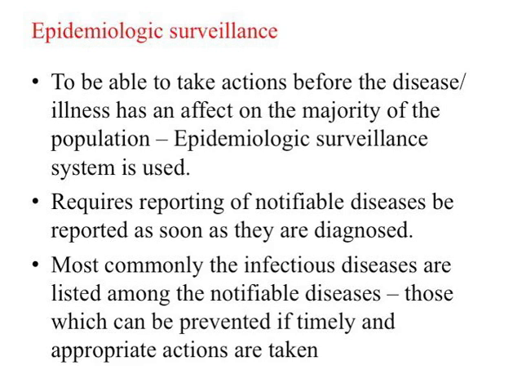Epidemiological surveillance. What is epidemiological surveillance, you might be wondering? It's a system that has been developed by epidemiologists to be able to take actions before the disease or illness has an impact on the majority of the population. This is where the epidemiological surveillance system is used.